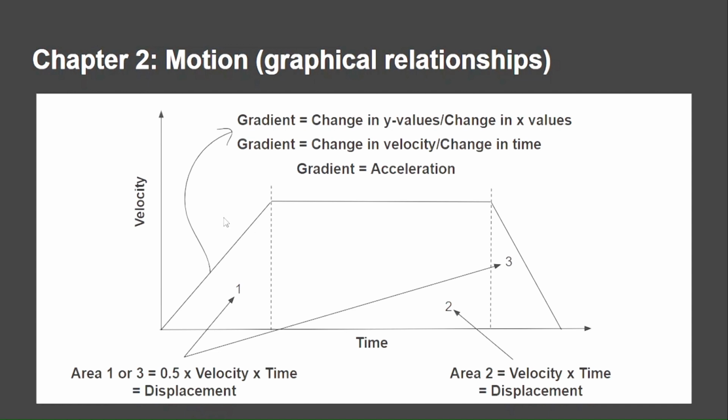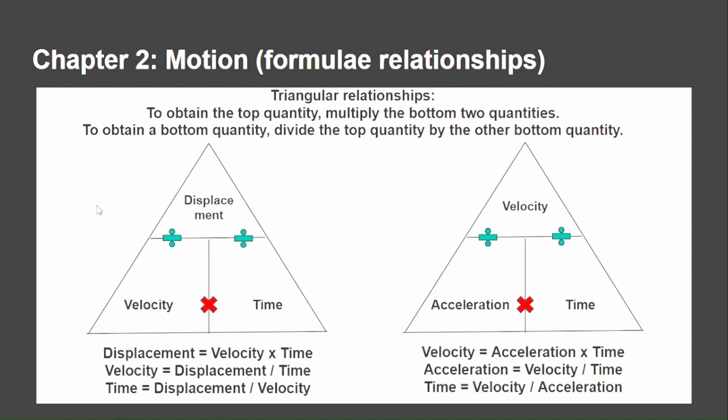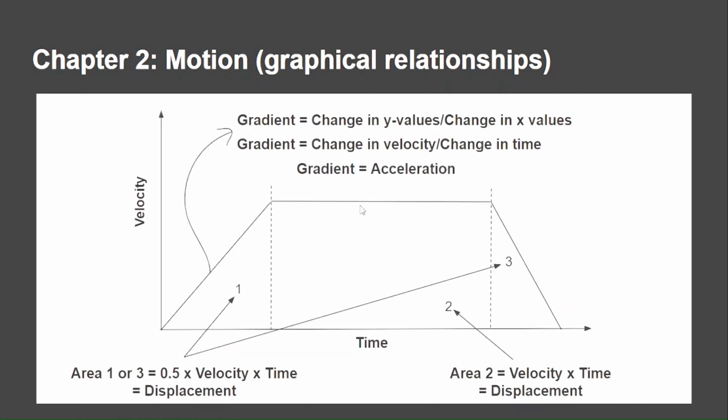Again, if you look at the gradient, which is the slope or the change in the y values by the change in the x values, here the y values are velocity values, the x values are time values. We know that velocity divided by time is acceleration. So if we go back here, we can see velocity divided by time is acceleration. So the gradient of a velocity time graph is acceleration. The same applies for a speed time graph. The gradient of a speed time graph will be change in speed by change in time, and that's going to be equal to the acceleration as well.